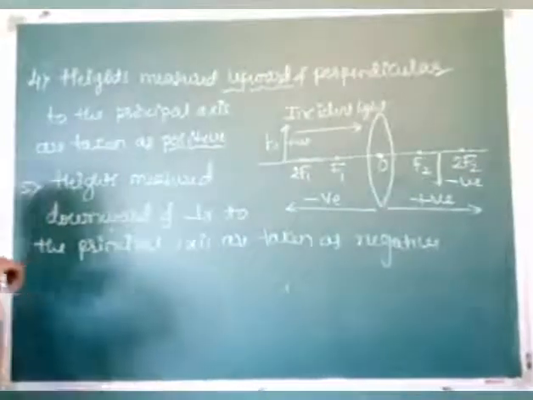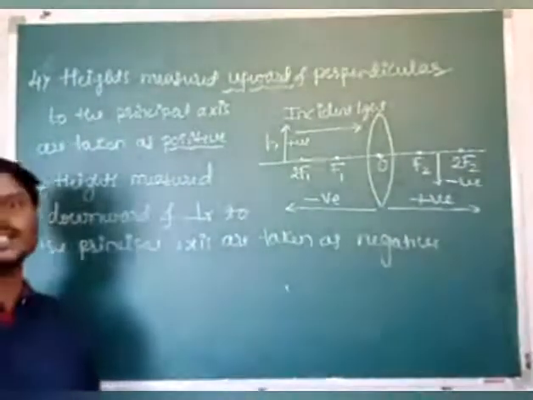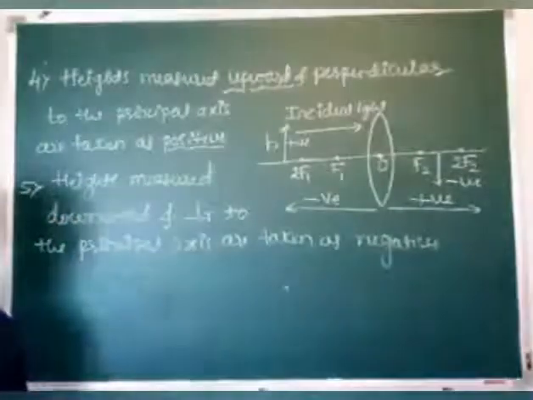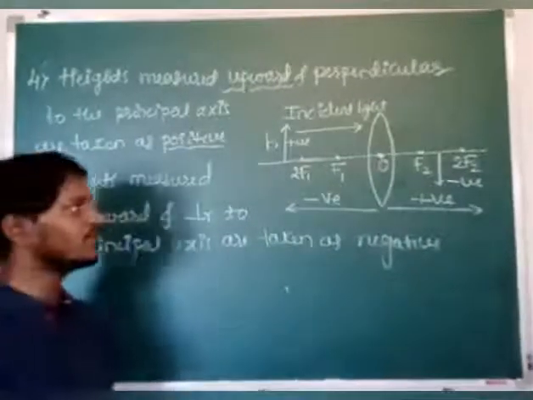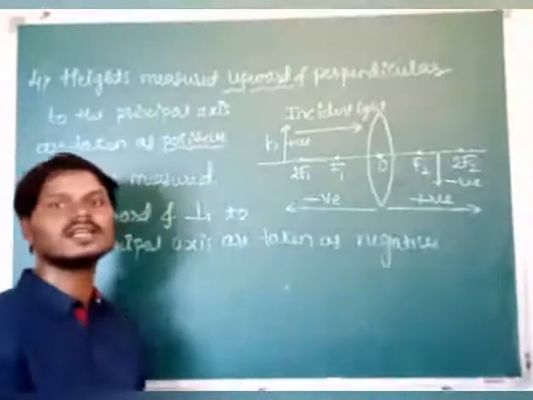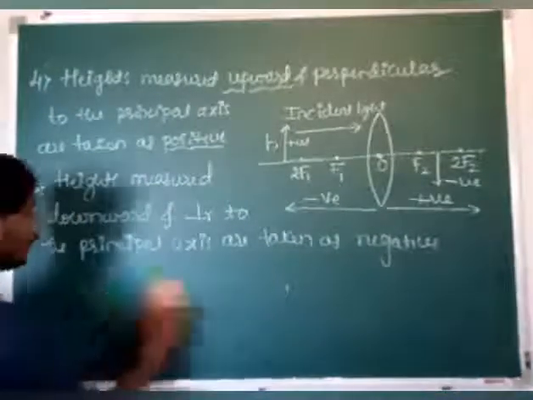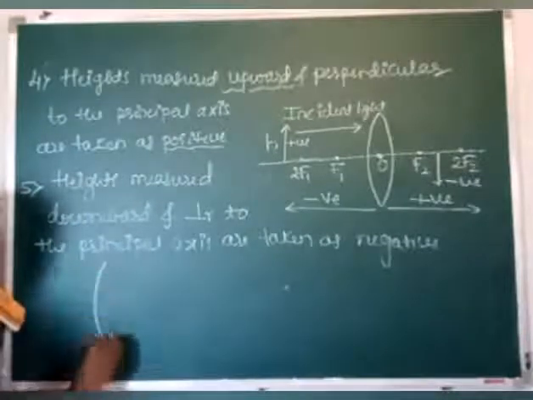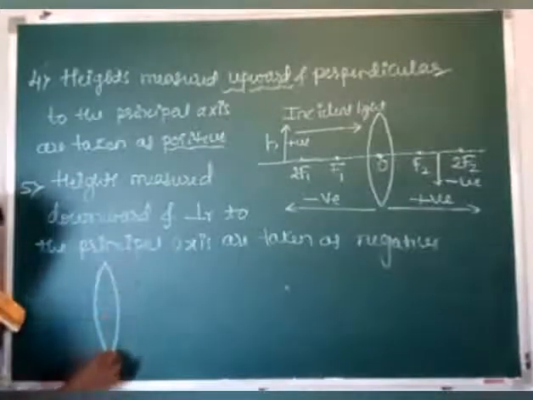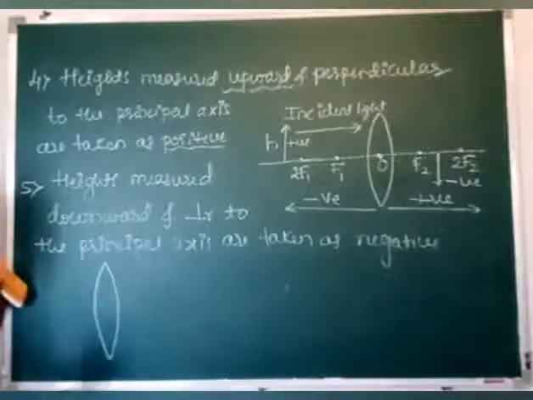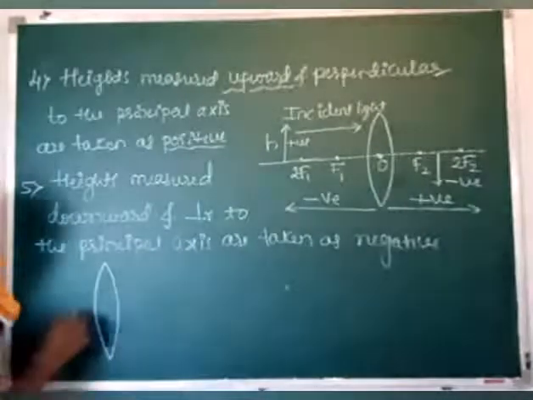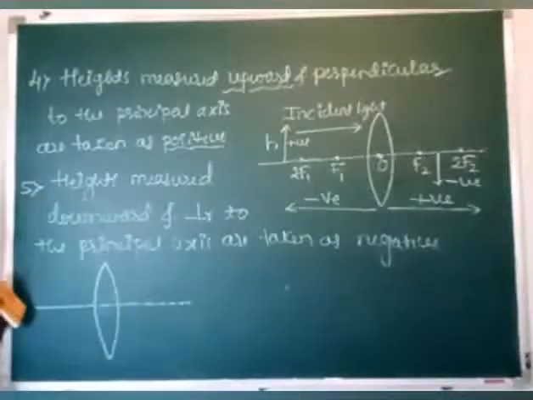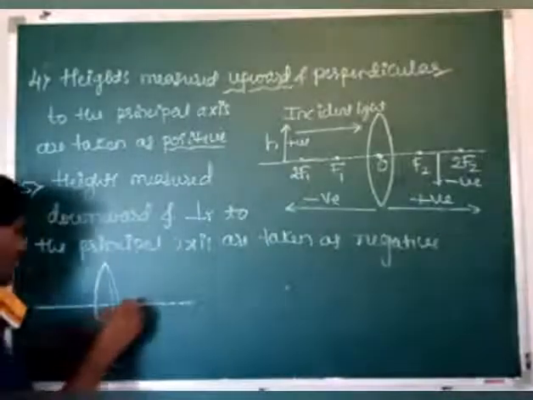Okay. Next, what about the sign convention used for the focal length of the convex lens, and the sign convention used for the focal length of the concave lens? See here. Already you know what this lens is. This is a convex lens. A lens has how many foci? Two foci. Those are called conjugate foci.